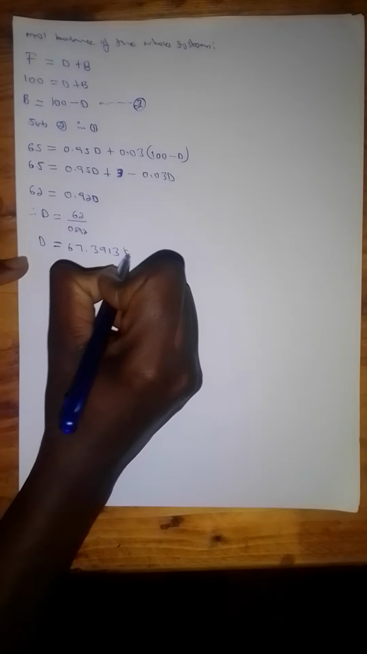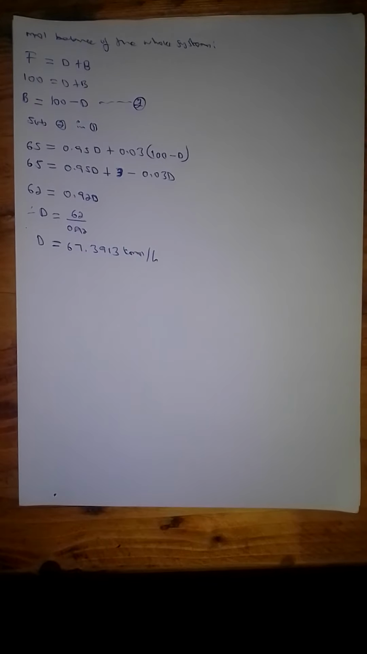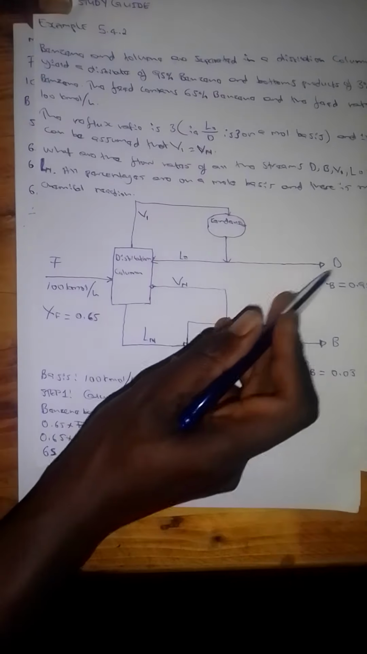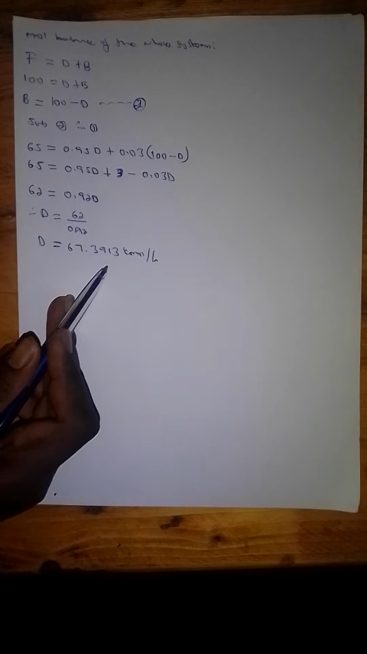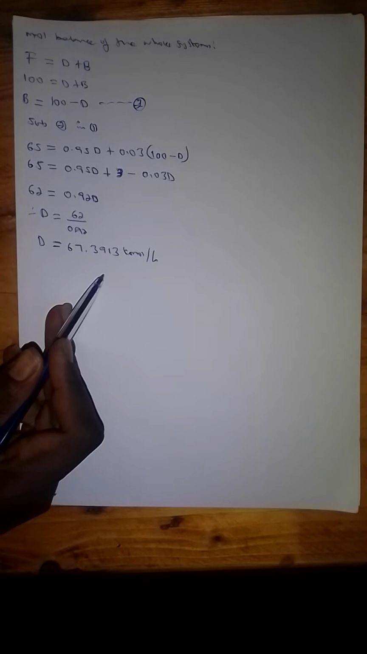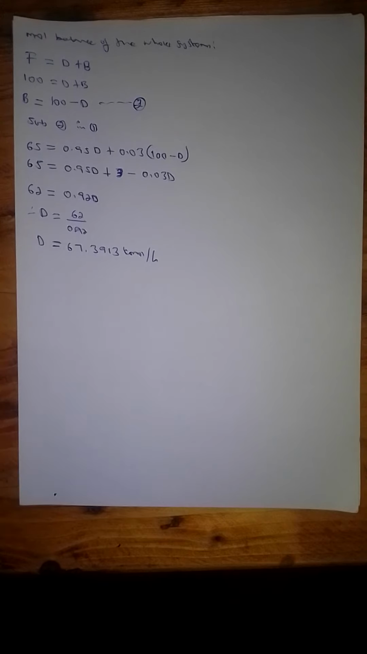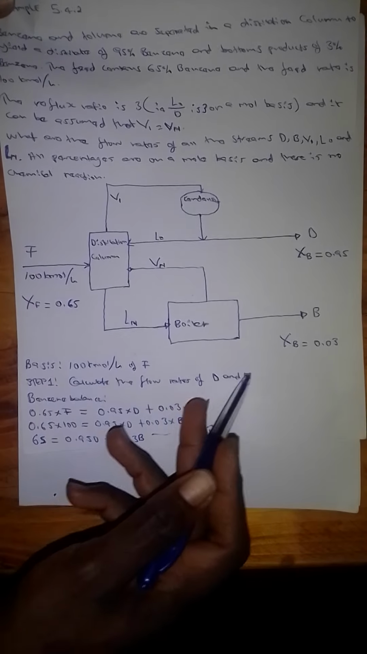67.3913 kilomole per hour. So that means that the flow rate of the stream here is actually 67.3913 kilomole per hour. And now remember that we actually are calculating the flow rate of D and B. Like this is actually the step that we're busy with, calculating the flow rate of D and B.